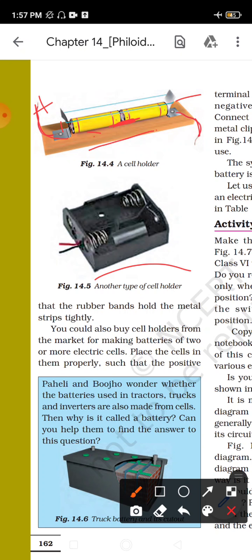The second type of cell holder is this type, in which the cells are placed next to each other. Here one cell and the other cell will be here. So the positive terminal will be here and the negative one here, and in this case the positive is here and the negative is here. They are connected with the metal clip, which allows the electrons to flow through the circuit.